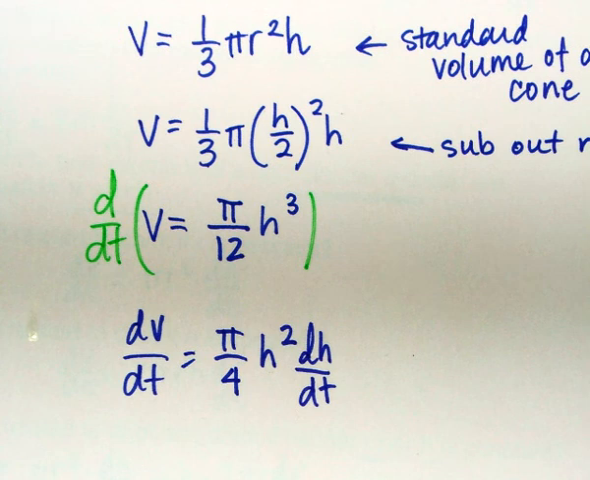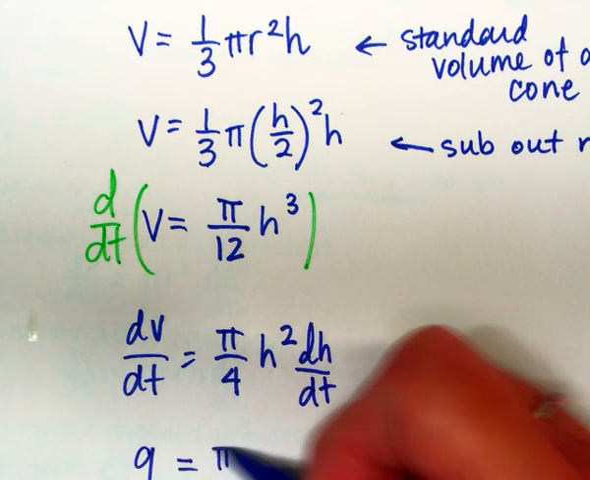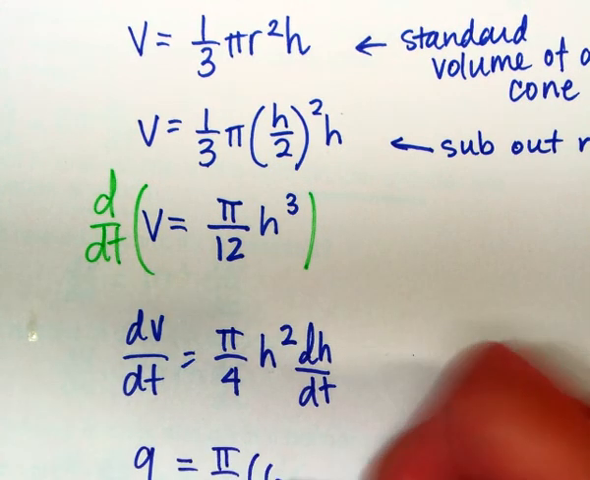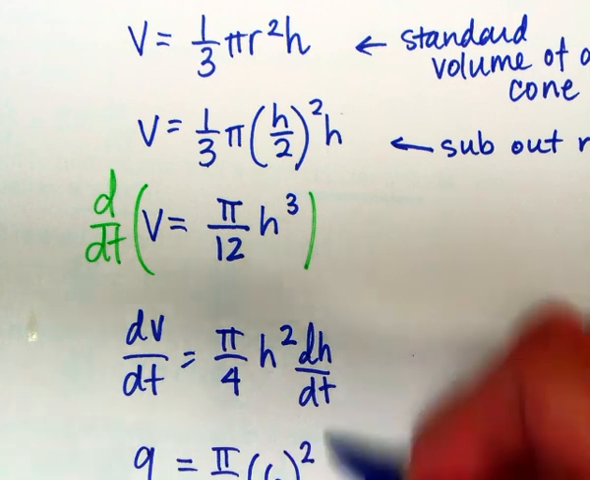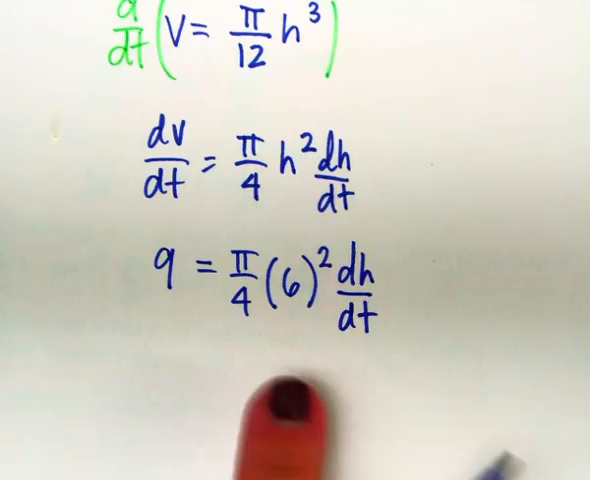My dV/dt, it was determined earlier, was 9. Pi fourths is a constant. The height in this problem is 6. And dh/dt is my variable. That's my find. So I'm going to leave that as is. Okay, I'm going to simplify this.